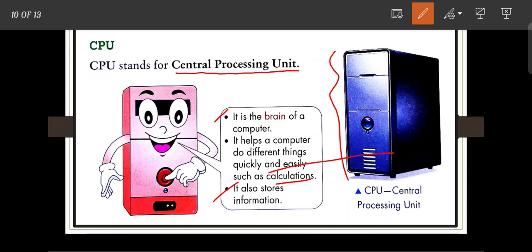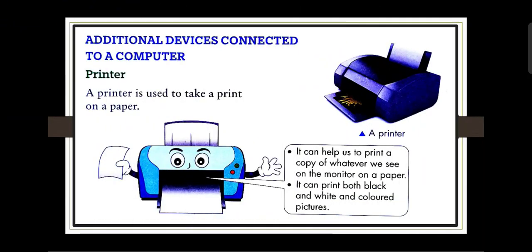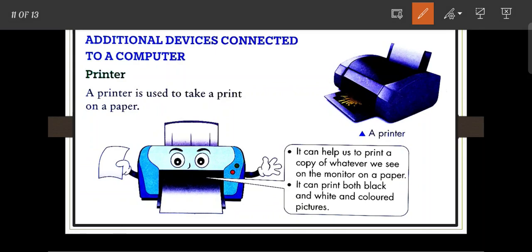Next part is some additional parts of the computer, which is the printer, okay. And this is the image of a printer. A printer is used to take a printout on paper, okay. A printer is used to take print on paper, and it can help us to print a copy of whatever we see on the monitor on a paper.